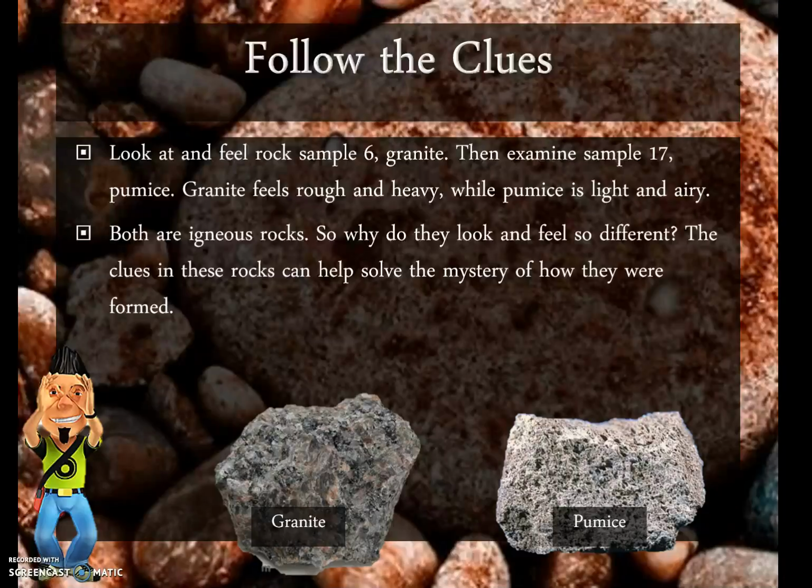So here's two igneous rocks that can be found in your rock and mineral kit, and the pictures are at the bottom. Rock sample number 6, granite, and rock sample number 17, pumice, are very different. Granite will feel rough and heavy, while pumice is light and airy. But both of them are igneous rocks. So the question is, why do they look and feel so different? We're going to talk about why.